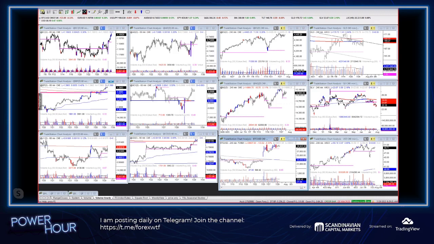Moving on. This is a good question. Eurocad was a trade that we were involved in a couple weeks ago. And the question is, now that it's retraced almost the whole move, is this ascending trend line something we can go long against? So let's take a look at that Eurocad chart.